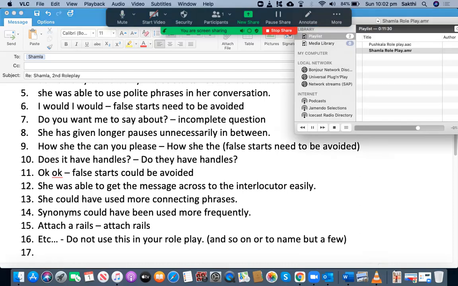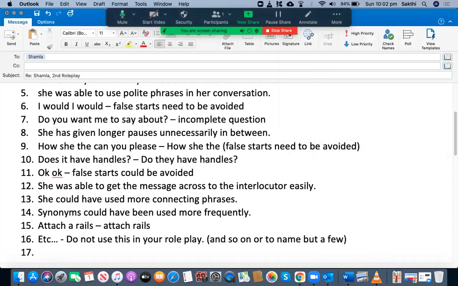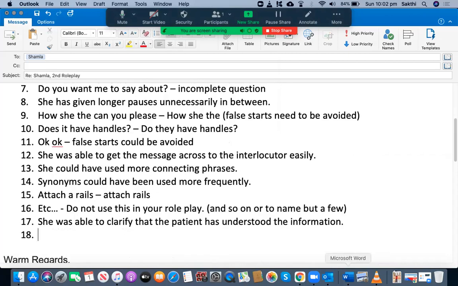From place to place. And secondly, try to keep a non-slip mat because she could fall easily as her weakness is there. So be sure it is non-slip. Are you getting my point? Yes, doctor. Then she was able to clarify that the patient has understood the information. So that's good. That's a good thing she has done.